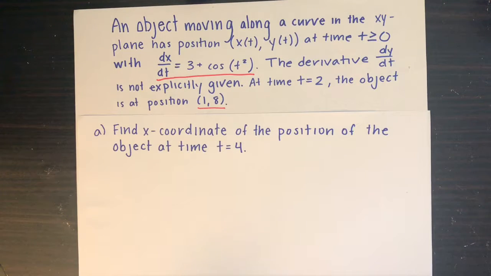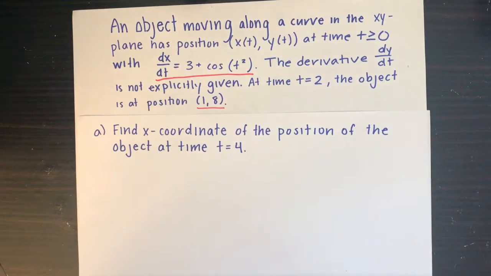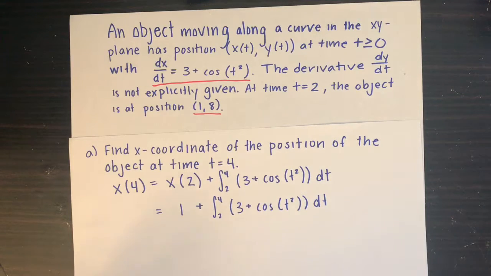For part A, we're asked to find the x-coordinate of the position of the object at time t equals 4. We know from Calc AB that by taking the integral of the rate, we're able to find the net change of the particle over that allotted period of time. Since we know the particle's position at t equals 2, we only have to take this integral from t equals 2 to t equals 4 to find the distance it traveled in that time. If we add that to the initial value of x at t equals 2, we can find its position at t equals 4. So here I've put that idea into equation form.